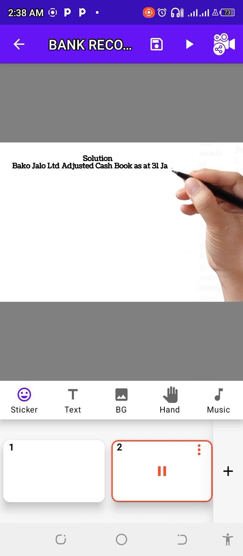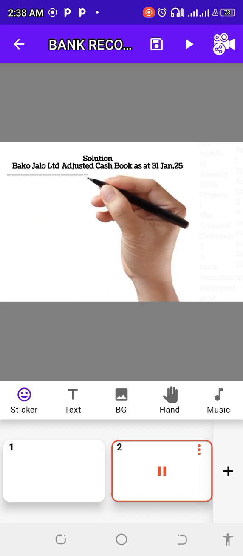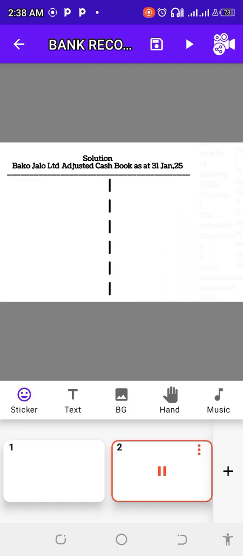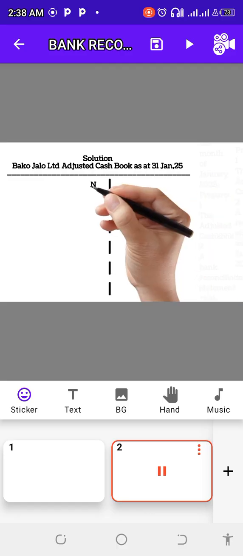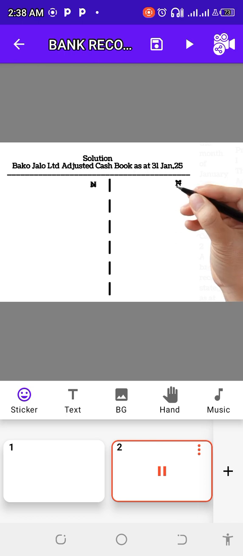Adjusted cash book as at January 31st, 2025. Now we get our T account ready, and of course the unit of account, which is in Naira, must be properly written down. The other side also must be properly written.